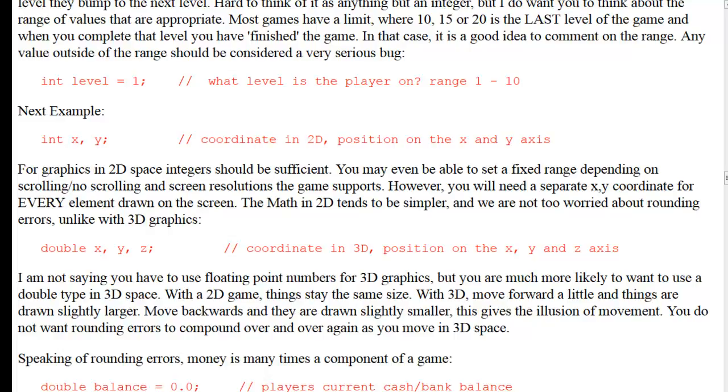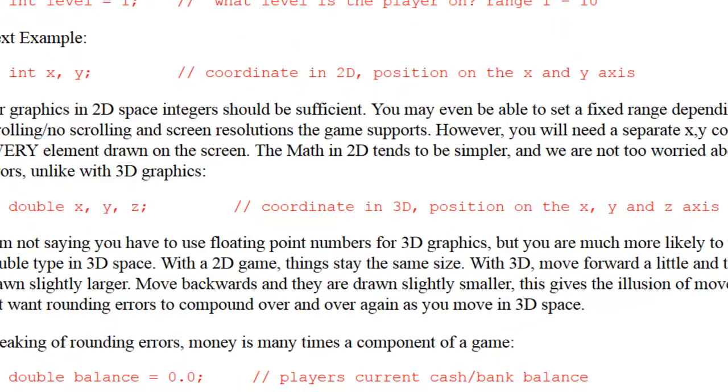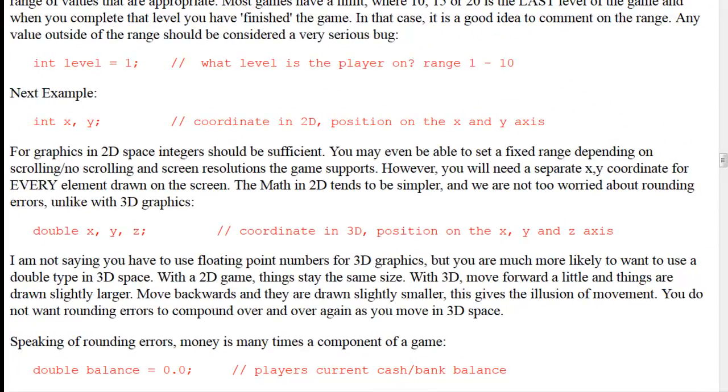In three-dimensional graphics, I might be tempted to declare them double x, comma, y, comma, z. Again, I'm declaring three variables on the same line by comma separating them. This would be your coordinate in three-dimensional space, your position on the x, y, and z axis. Now, I'm not saying you have to use floating point numbers for 3D graphics, but you're much more likely to want to use the double type in 3D space.